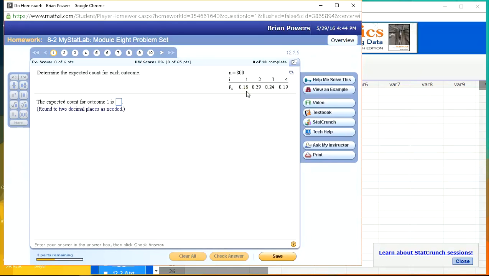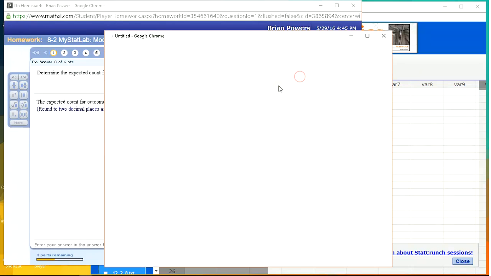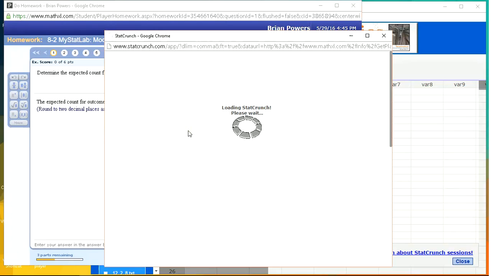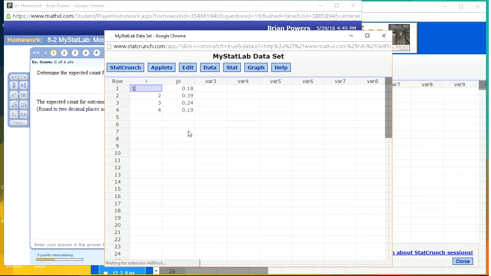How many times would we expect to get the number 1? Now it's just 18% of the number of times we spun it, which we could just multiply 800 times 0.18 in a calculator. But let's imagine we had a huge number of these and we didn't want to manually multiply every single one of them. So I'm going to open this probability table in StatCrunch and show you how you can use the goodness of fit test to do this.